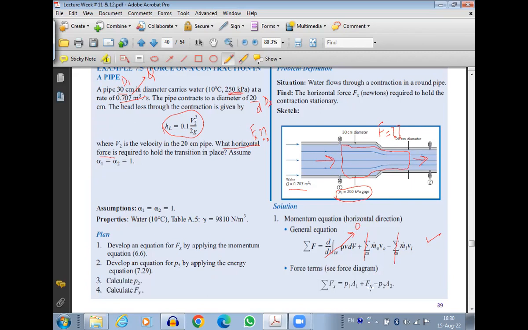So let's talk about the summation Fx term. We'll have P1A1. The pressure here will be P1, so that will be P1A1. Here the pressure will be like this, so it will be P2A2, but in the negative direction, plus Fx, whatever the force here. So we'll have P1A1 plus Fx minus P2A2. These are the force terms.